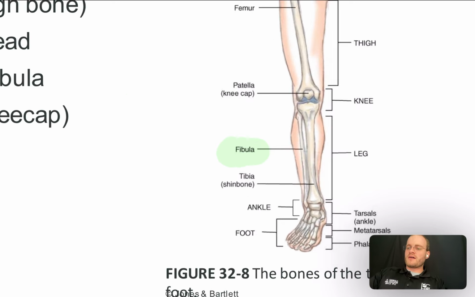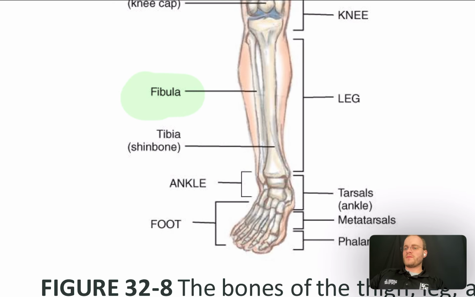Okay. Down here we have the ankle, and the bones that make up the ankle are the tarsals, and then the metatarsals are more so the foot bones themselves, and then the phalanges, again, just like the fingers, are the digits, right? So these would be the toes. Okay.